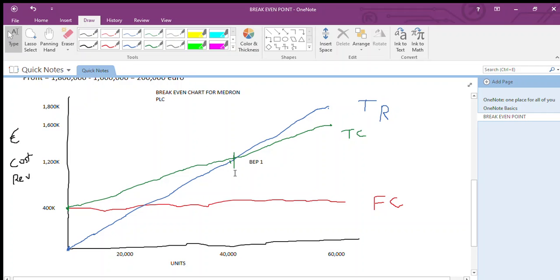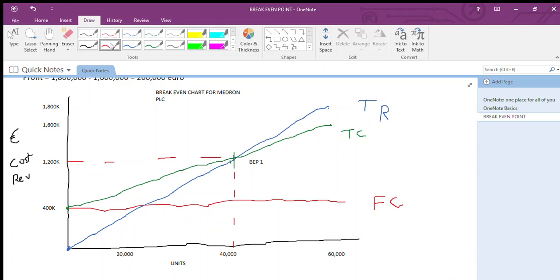But you're also going to need to show that this is my 40,000 units, and it is my 1.2 million euro sales. So if you would like, you can roughly, very discreetly, just indicate to the examiner that these points are generating from these values. That's my break-even point. Two more things that I'm going to need to show.